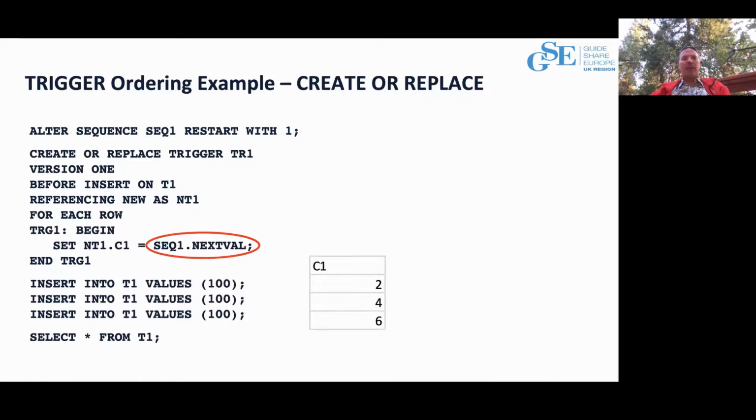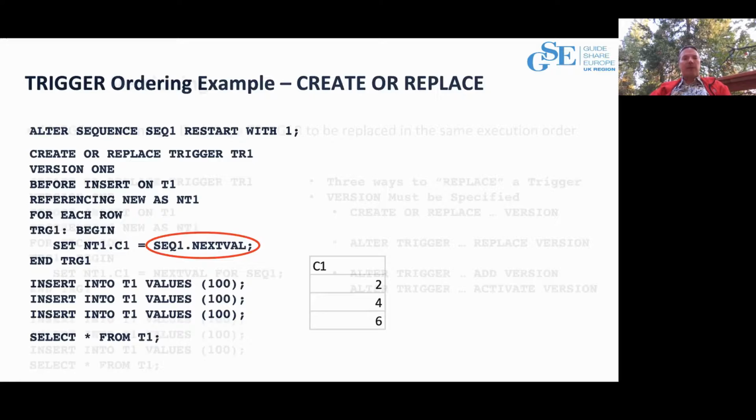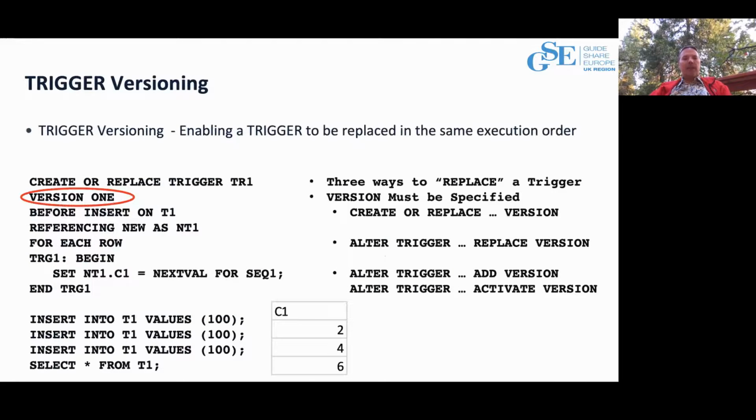There's also other ways. There's versioning, so you can create a trigger with version 1 and version 2, and you can alter activate version 2, and that retains the execution order that it was previously in. So that's pretty nice. This slide just goes through the same things. You can either use create or replace with versions, you can use alter trigger replace, or you can use alter add and then activate. So all of those will retain the trigger ordering.